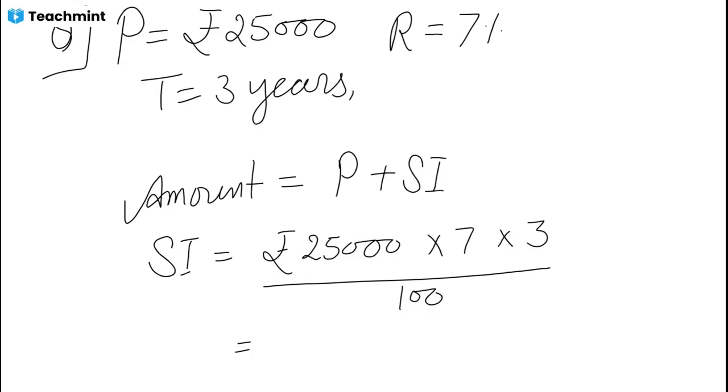Then you can calculate it and find SI. So 250 into 7 into 3. So we have SI as rupees 5,250.